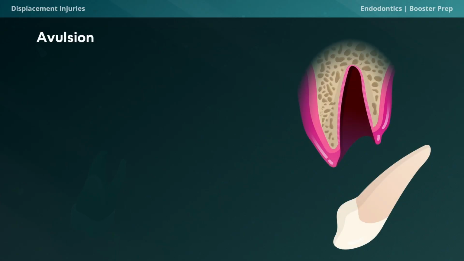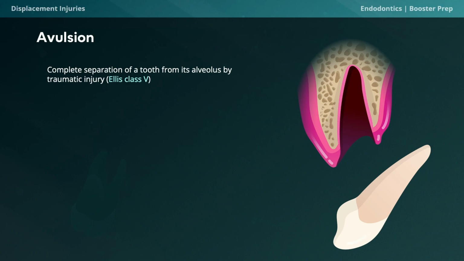Alright, next we have avulsion, which is pretty much the worst case scenario in dental injuries. It's when a tooth gets completely knocked out of its socket. It's also known as an Ellis Class 5 injury. Okay, so what's the main thing to do here? Well, we have to keep the tooth support system, the periodontal ligament, alive and well. The best move is to pop the tooth back into its place ASAP. Doing this right away is great for the PDL and helps avoid the tooth's roots getting messed up.